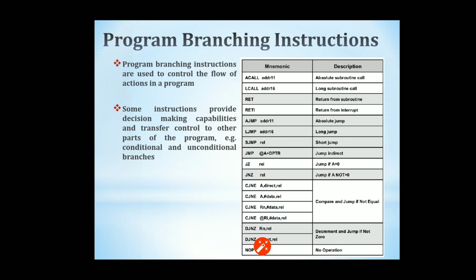Now moving toward the next group of instructions, that is program branching instructions. Program branch instructions are used to control the flow of action in a program. Some instructions provide decision making capability and transfer the control to another part of the program. For example, conditional and unconditional branching.